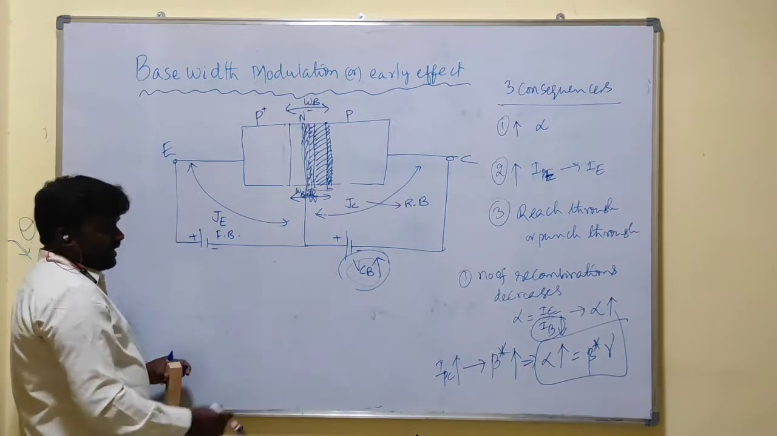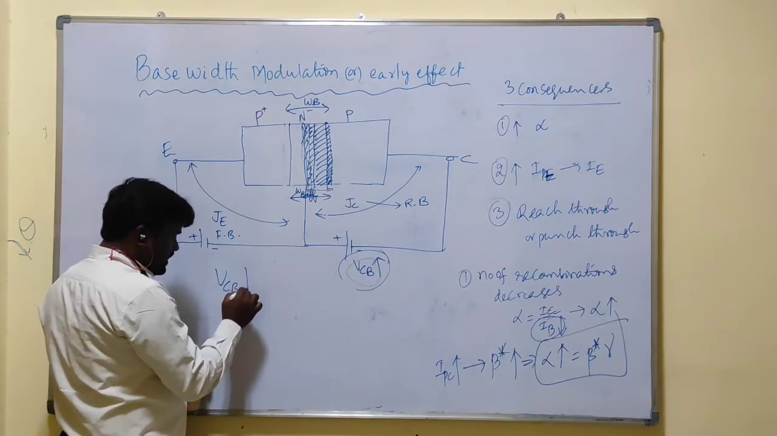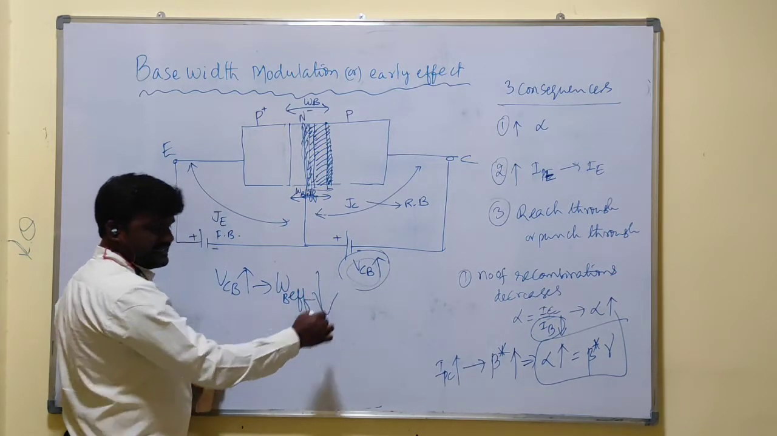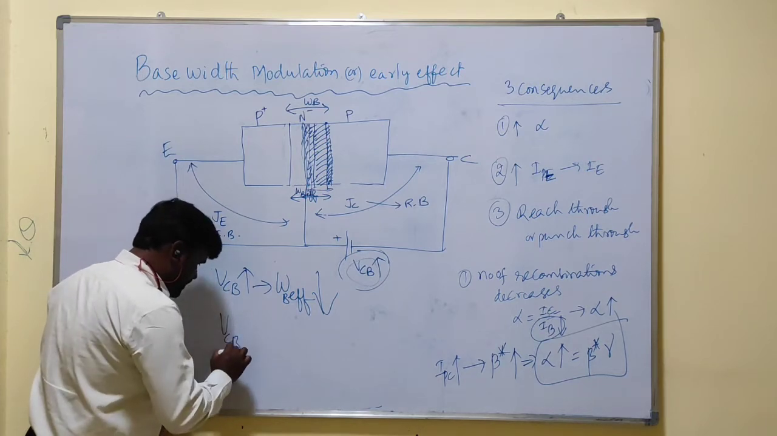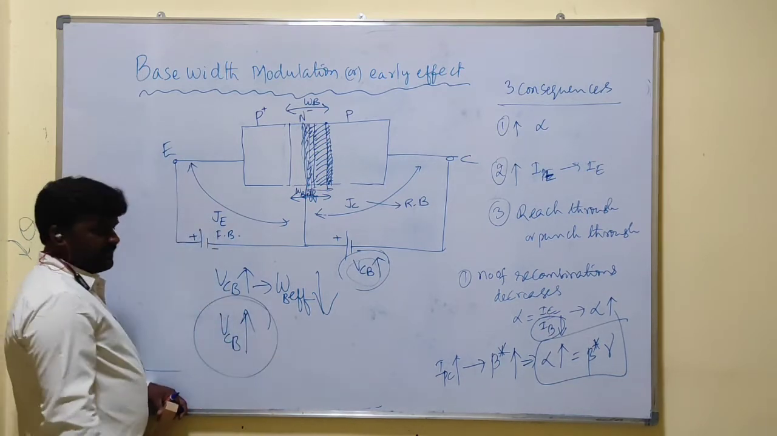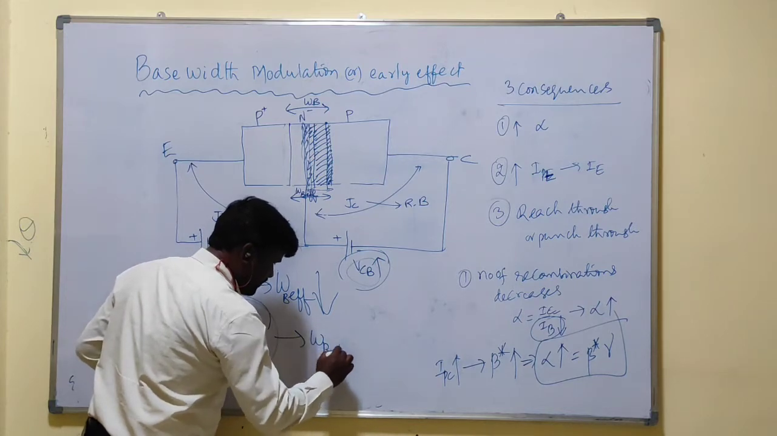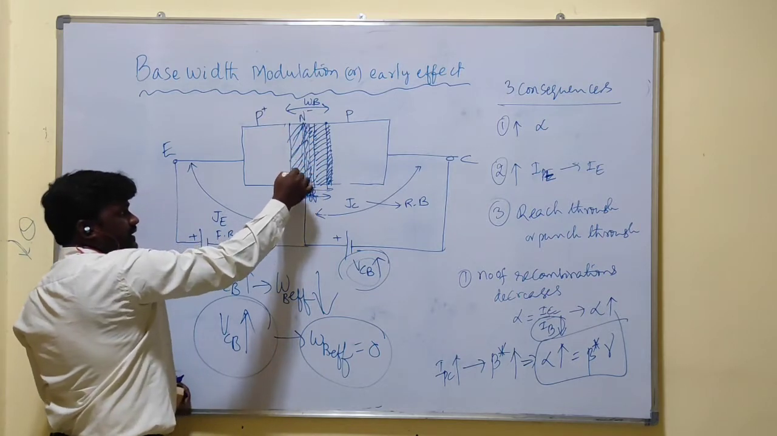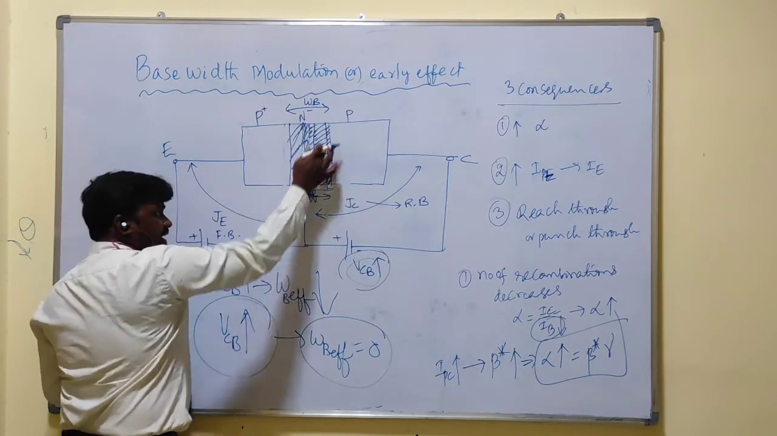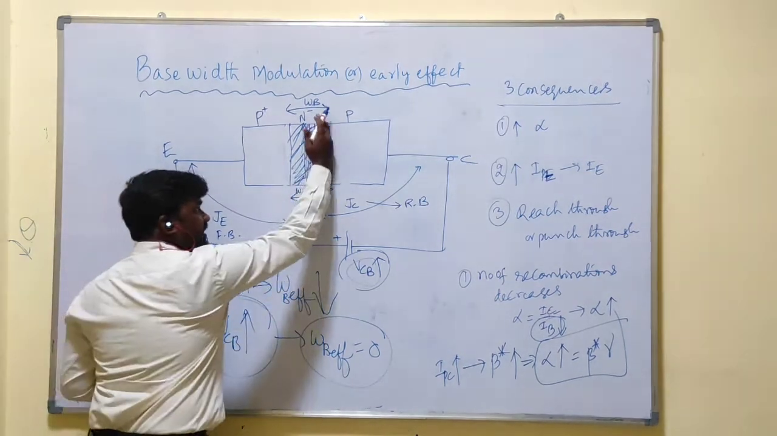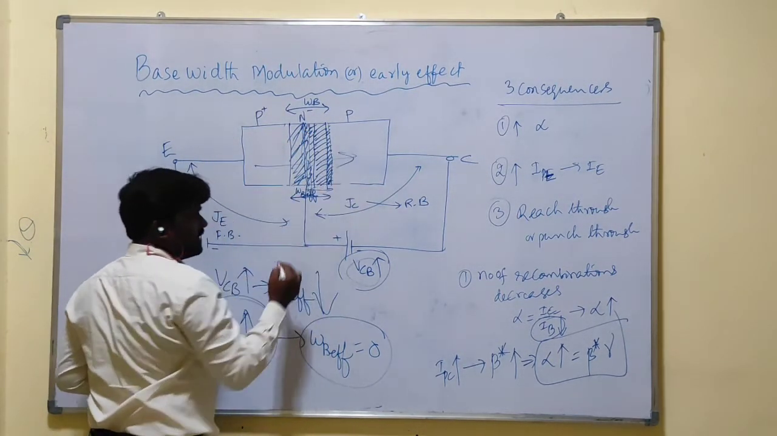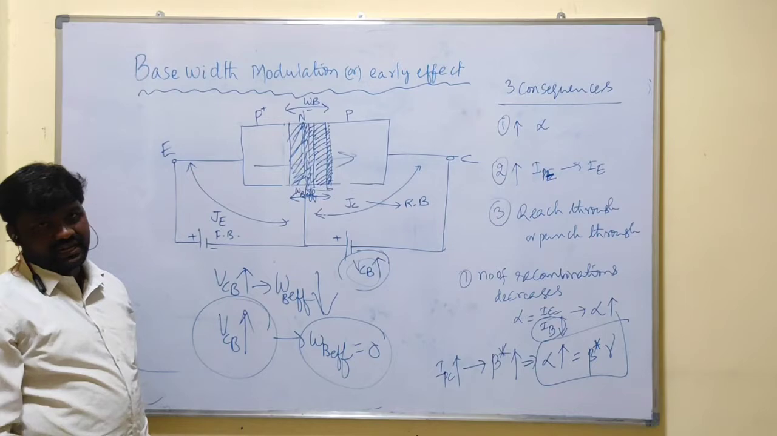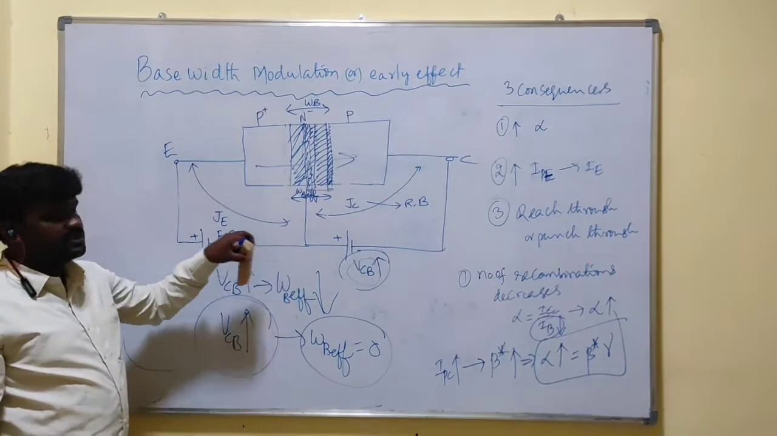Here, what I said, base width modulation means if VCB increases, effective base width decreases. At a particular value of VCB, let us say for a large value of VCB, this effective base width becomes 0. As this becomes 0, the collector junction can reach the emitter junction. That phenomenon is known as reach through, or else punch through concept.